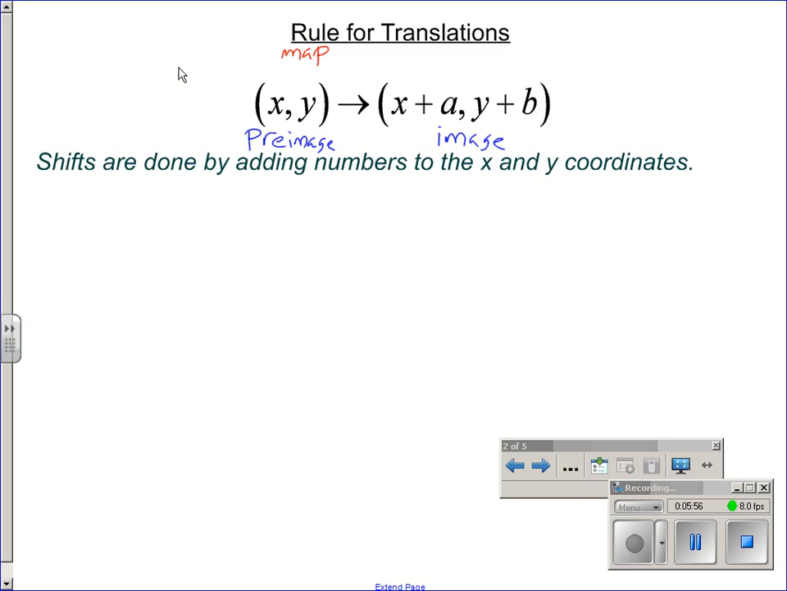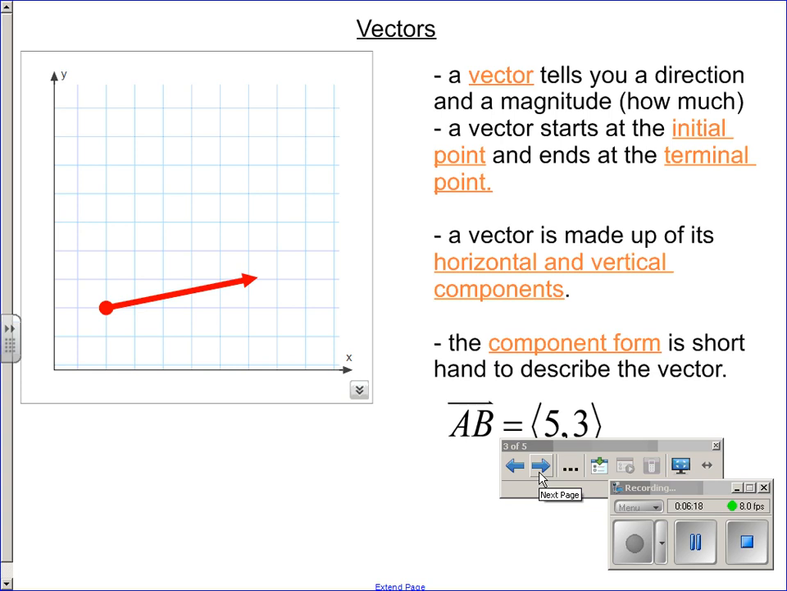All right. And so this is how you write it. If we're shifting to the left, it would be x minus a number. If we're shifting down, it would be y minus a number. But we always write it this way. We're starting at a generic x, y with the arrow going to this new point. That's called a rule. Take a second and hit pause. You're going to want to copy this stuff down.